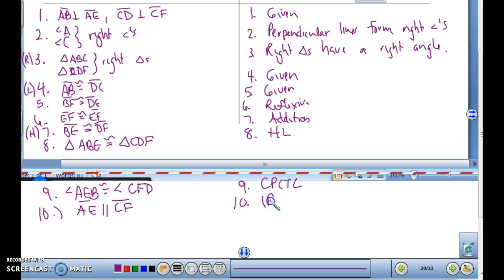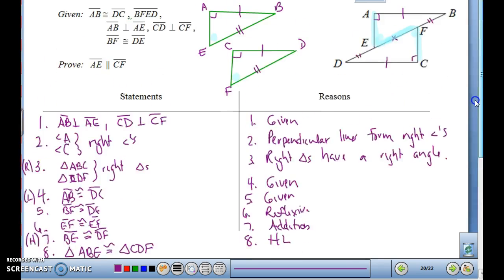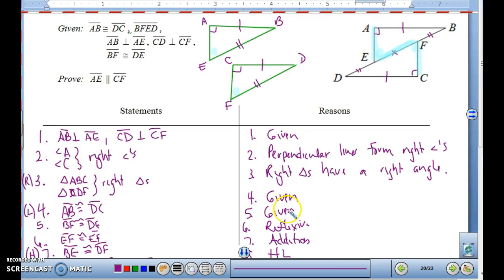Because if alternate interior angles are congruent, then lines are parallel. So we have proved what we wanted to prove. We have proved that AE is parallel to CF. So hypotenuse leg, remember, you have to prove you have right triangles, prove the hypotenuses are congruent, and the legs are congruent. So hypotenuse leg is our fifth and final way of proving triangles congruent.